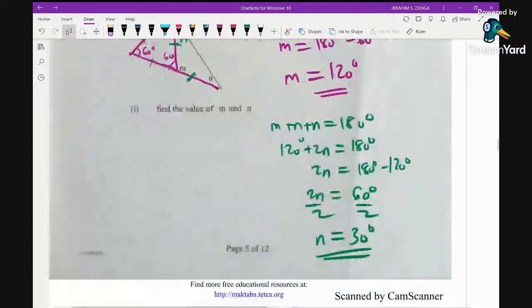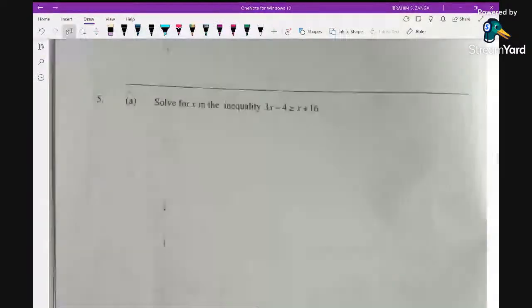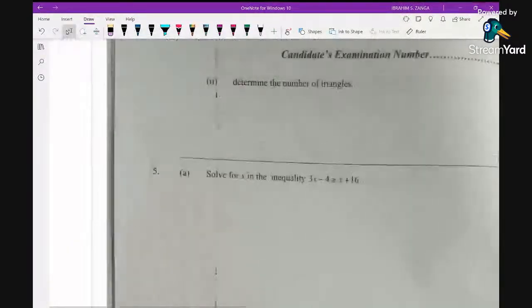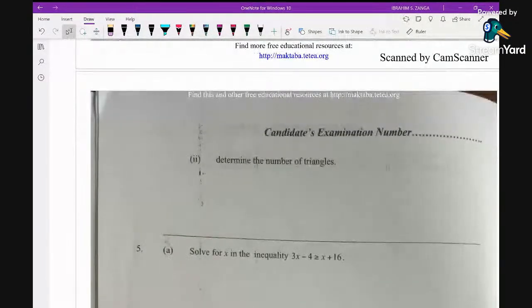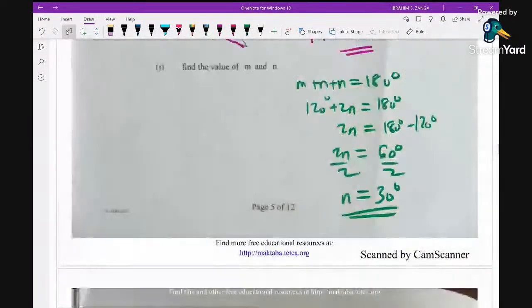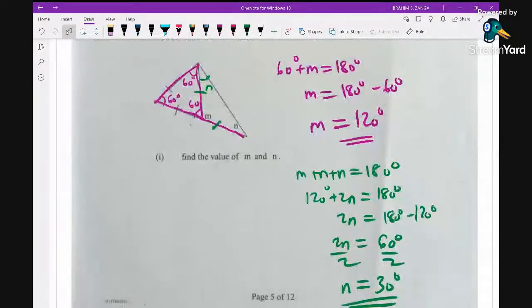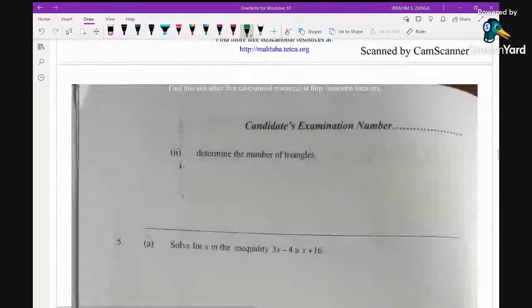Next question. Question number 5, and the last question for this session. Oh, I'm sorry. We have part 2. Determine the number of triangles. So how many triangles do we have here? As you can see, here, dear friends, I can sketch it again here. How many triangles do we have?